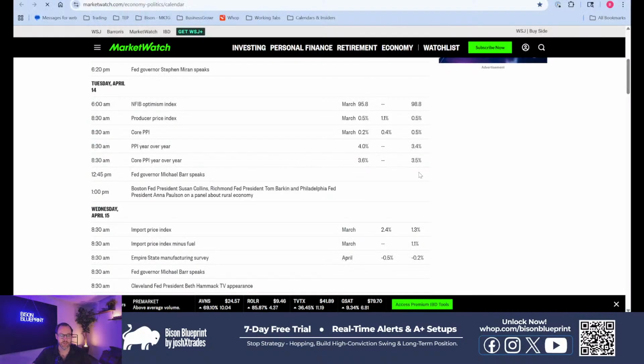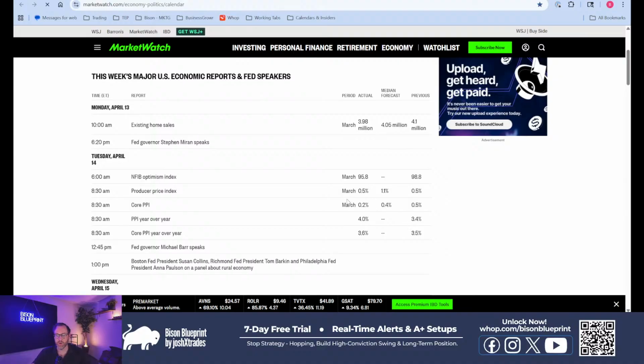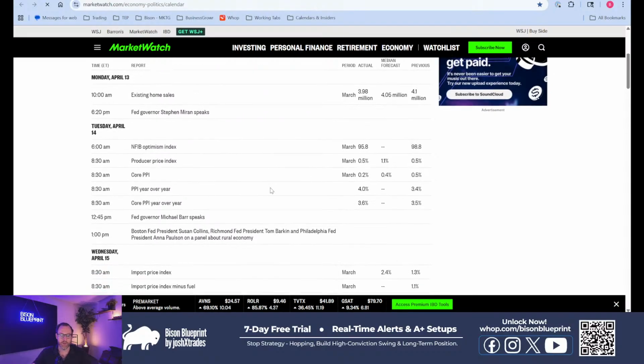Market needs a reason to go down from here. So it looks like, holy cow, they were forecasting 1.1%, it came in at 0.5, so it beat expectations, basically implying that no inflation from the war is coming through. But the market didn't react super positively to that. So we'll see how things turn out at the open on that.